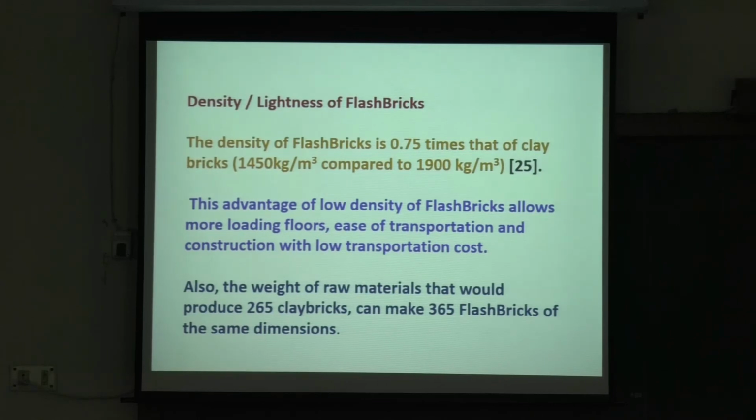Density, the density of fly ash bricks is 0.75 times that of the clay bricks. This advantage of low density of fly ash brick allows more loading, ease of transportation, and construction with low transportation cost. Also, the weight of raw materials that would produce 265 fly ash bricks can make another 100 fly ash bricks of the same dimensions.